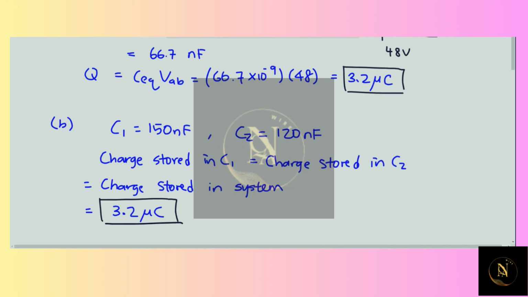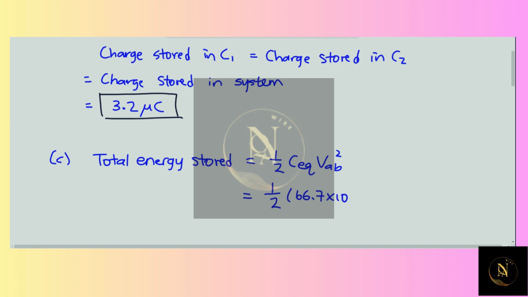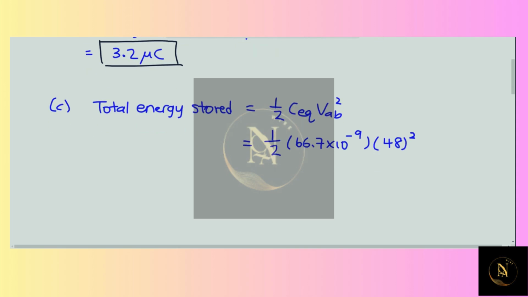In part C, we want to find the total energy stored in the network. We'll be using the formula half C equivalent times VAB squared. It's basically half CV squared, where we use the equivalent capacitance instead of the individual capacitance. Half times 66.7 times 10 to the negative 9, and then VAB is 48 squared. Calculate this, you get 76.8 microjoules.